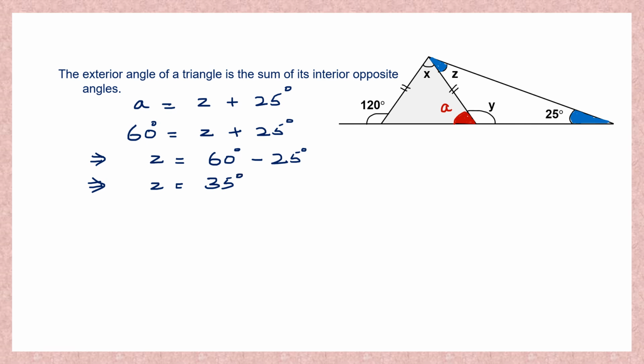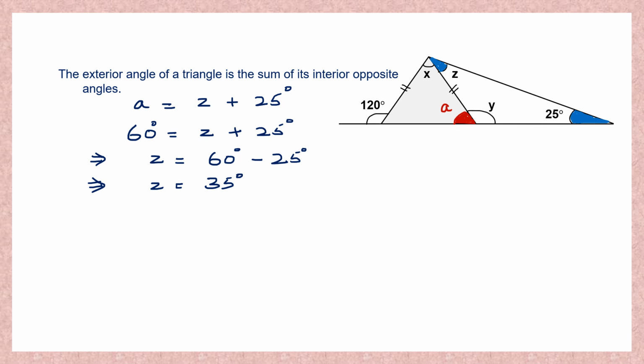Now to find angle Y, there are different ways of finding angle Y. Since we know Z and 25, the sum of angles of a triangle will be equal to 180. We can use that property. We also have another property which says angle Y is equal to angle 120 because when the equal sides are produced, the exterior angles are equal. So Y is equal to 120. We can also use another property.